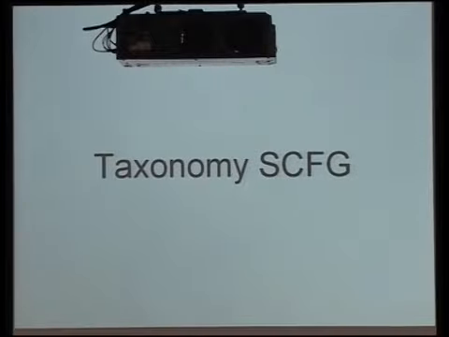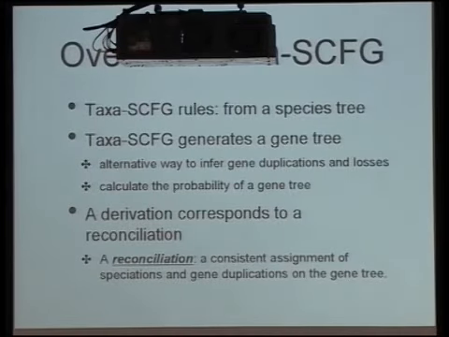Now we come to the second application, the taxonomy. I call it taxonomy stochastic CFG. Basically, the taxonomy stochastic context-free grammar provides a model that generates gene trees from a single species tree. You can use this taxonomy SCFG to calculate the probability of a gene tree. And it also provides an alternative method to infer gene duplication and gene losses.